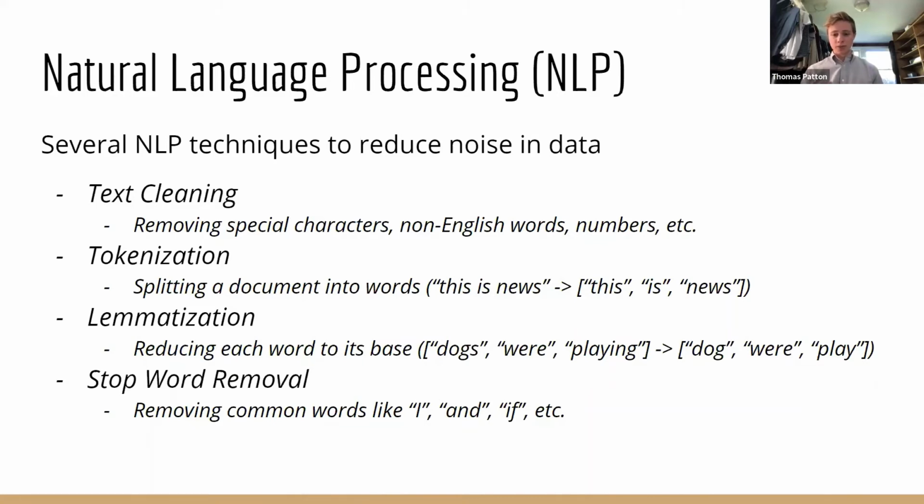So if we had a full document, just splitting it up into a list of the words involved. We then use lemmatization, which is reducing each word to its base by pruning any prefixes, suffixes, or any other modifiers that might be on a word. The last step we do is stop word removal, which involves removing words from the document like I, and, if, which, while extremely common, don't actually convey that much information about a document.